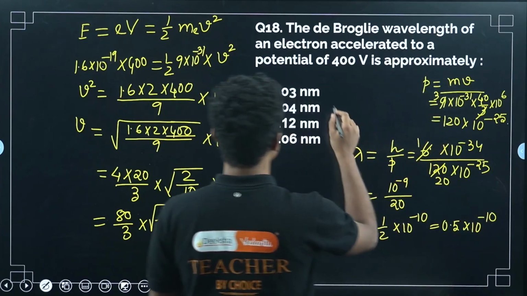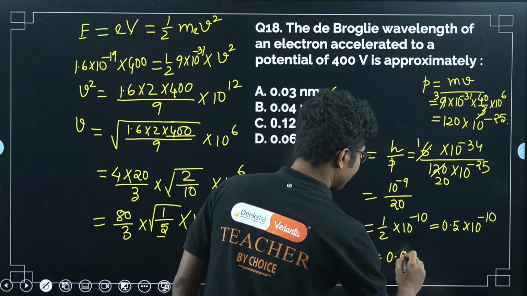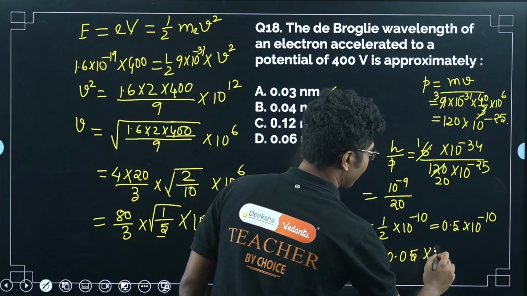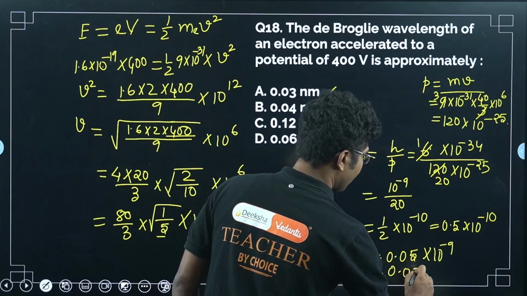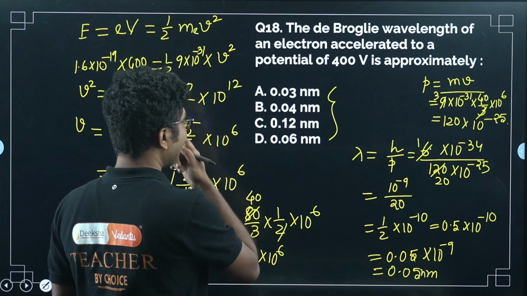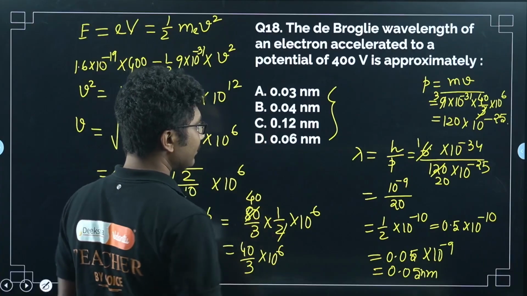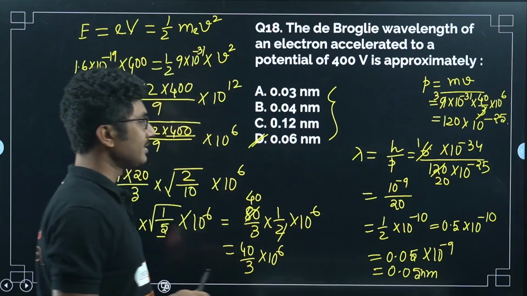Now all the answers are given in terms of nanometers, so you have to do one more step: 0.05 times 10 to the power of minus 9, or 0.05 nanometer. I know it is a boring problem, but I can't help it. So from the given answers, since we have done a lot of approximation, you can say the correct answer will be 0.6. Okay.